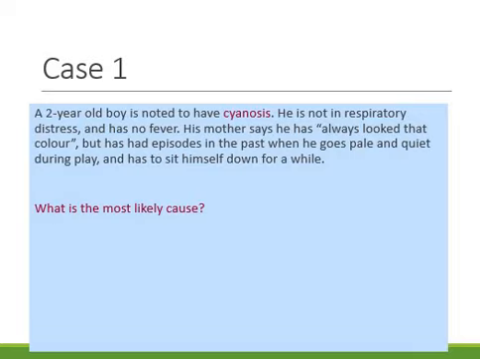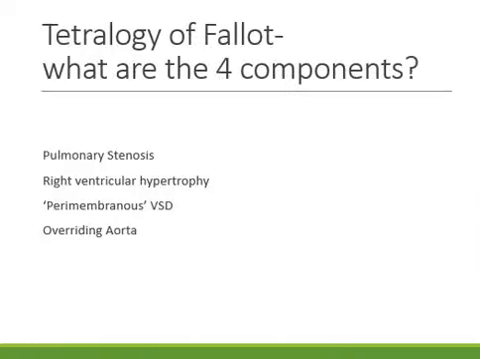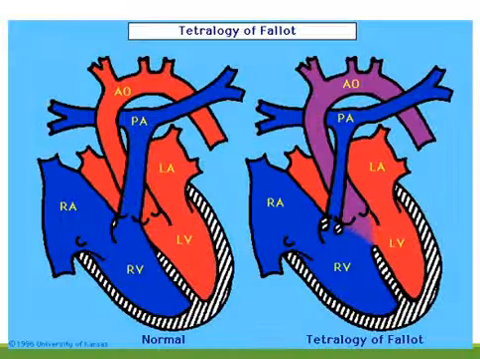Well, the symptoms being described here are mostly characteristic of what we call tetralogy of Fallot. Tetra means 4, so there are 4 components to this disease, and the 4 components include pulmonary stenosis, right ventricular hypertrophy, perimembranous VSD, and overriding aorta. Here is a diagram depicting the tetralogy of Fallot.